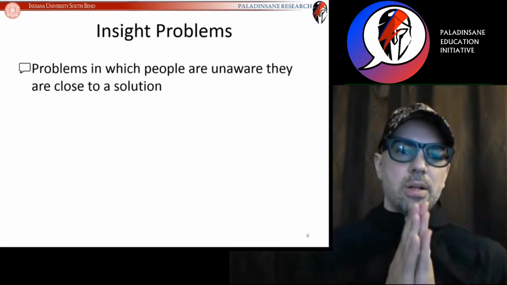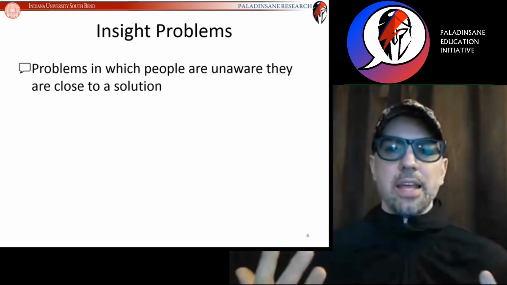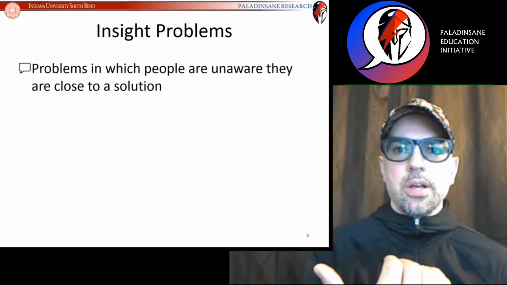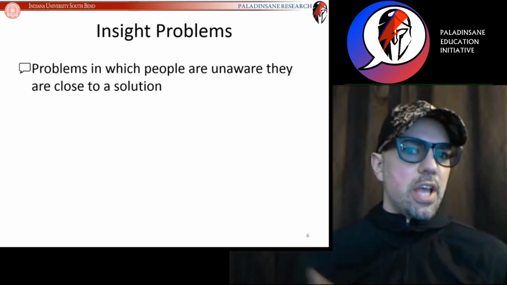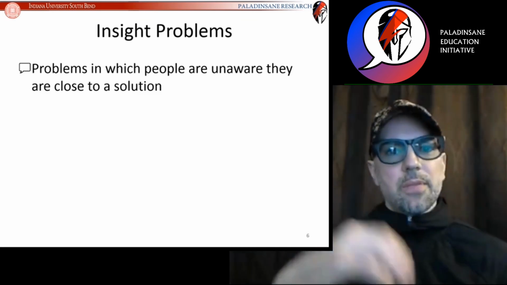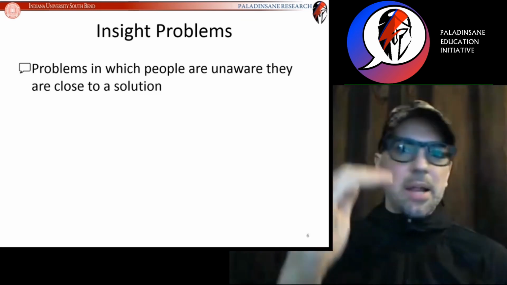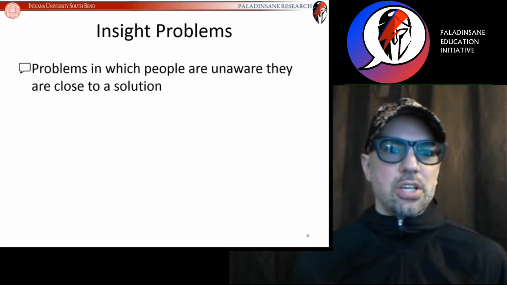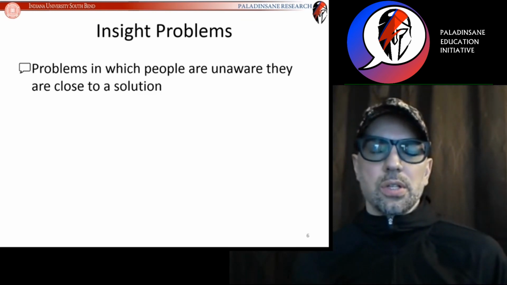So think about the problem of adding a 4-digit number to another 4-digit number, right? You know that you're getting closer to the solution. You know that you're going to add up the ones, and then you're going to carry, and then you're going to add up the tens, and then you're going to add up the hundreds. You know that there's a step-by-step procedure where you are getting closer to a solution.